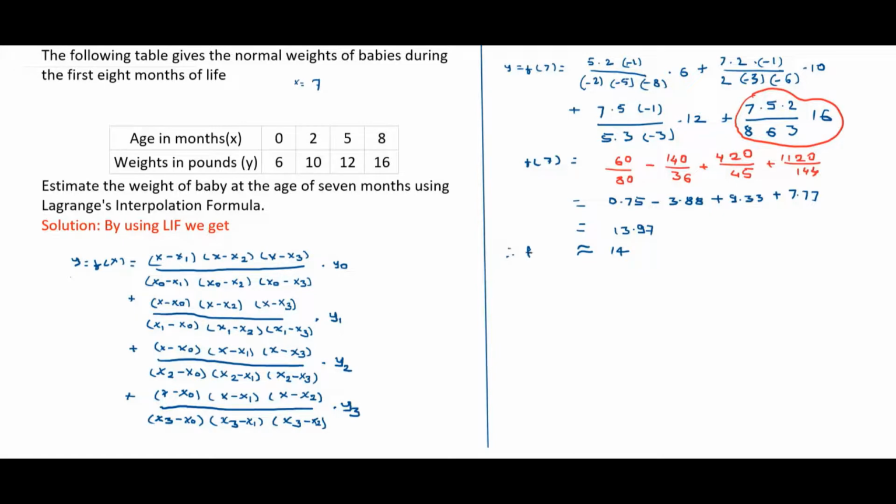Therefore, the value of f of 7 is equal to 14, which is the required solution.